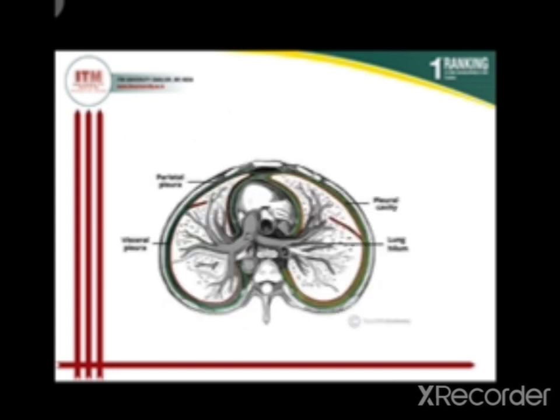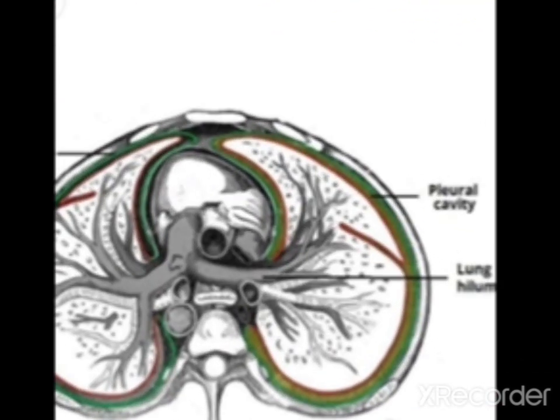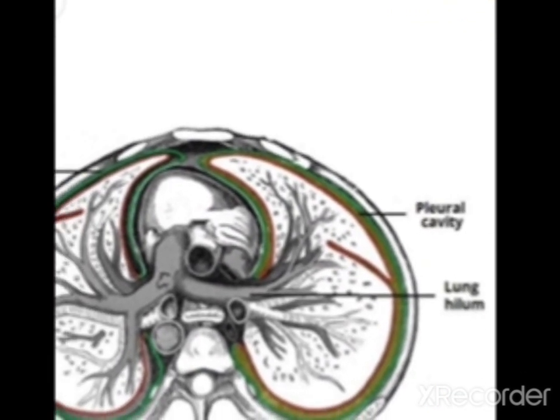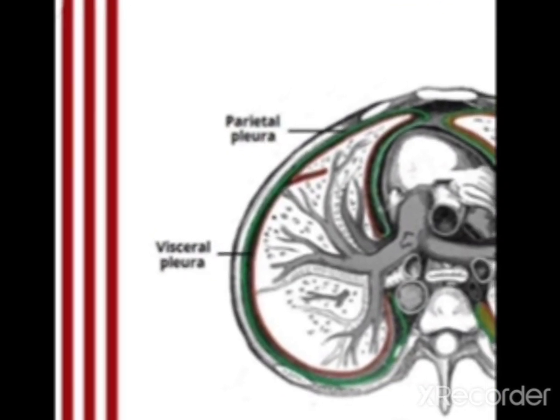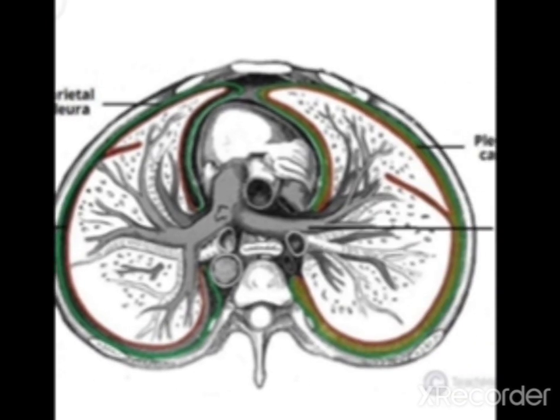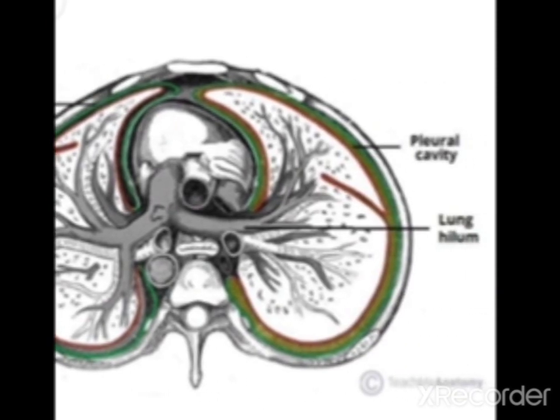As you can see here, the pleural cavity is in between the parietal and the visceral pleura. The green colored is the parietal pleura, the inner one in red color is the visceral pleura, and the pleural cavity is in between both the layers. There is a continuation of the layers at the hilum of the lung, where the parietal pleura becomes the visceral pleura.